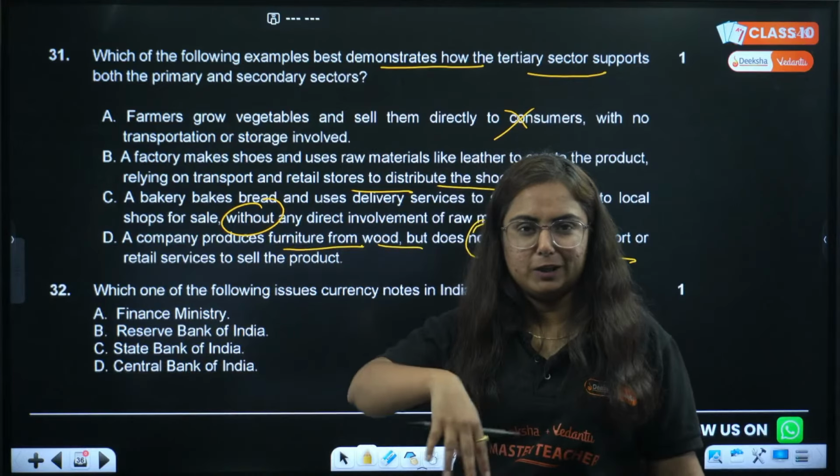Very good to all the students who are doing good. Next question, that is 32. Easy peasy lemon squeezy. Which one of the following issues currency notes in India? This you should know. Who issues currency in India?